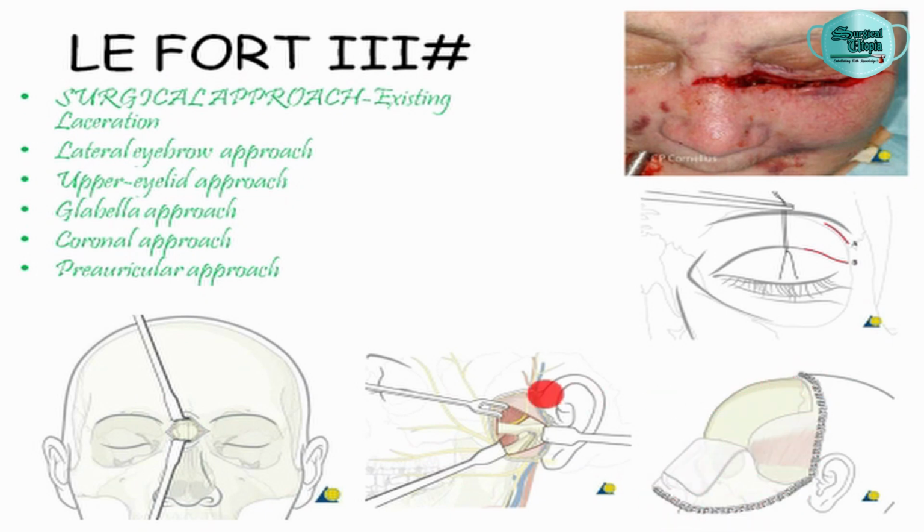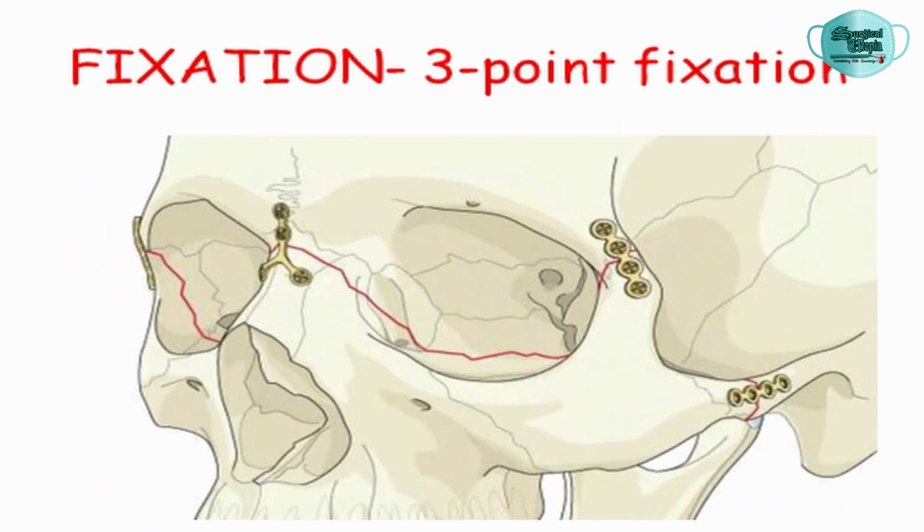zygomatico-temporal suture over here. So the 3-point fixation in cases of LeFort 3 fracture will look something like this: inverted Y-plate fixation at the frontonasal suture, then a 4-hole plate may be used for fixation at the frontozygomatic suture, and a 4-hole mini plate is used for fixation at the zygomatico-temporal suture.